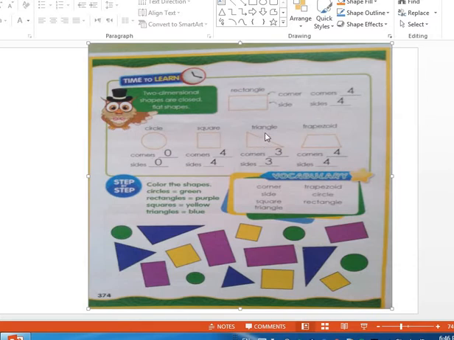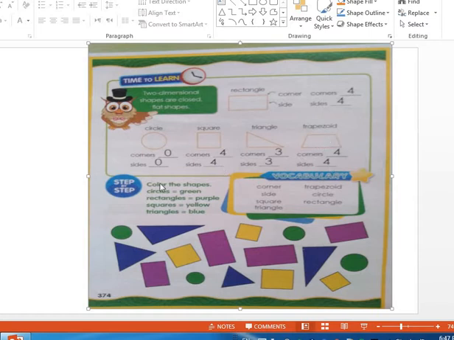And moving to the triangle. Again, triangle. This has how many corners? 1, 2, and 3. And how many sides, miss? 1, 2, 3. Right. Then the trapezoid. What's this? Trapezoid. How many sides? 1, 2, 3, 4. How many sides? 4 sides and 4 corners.